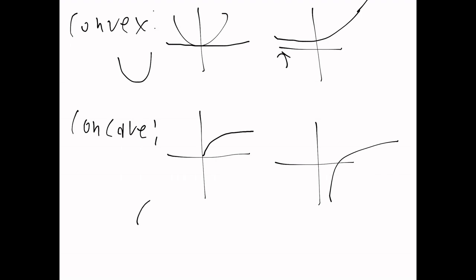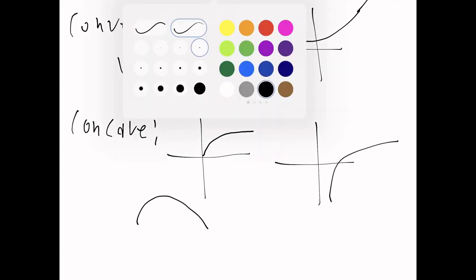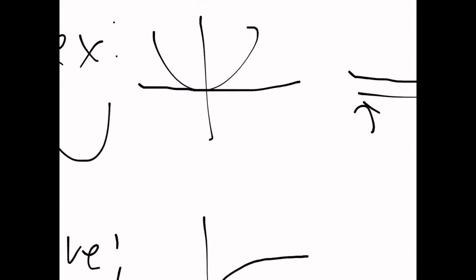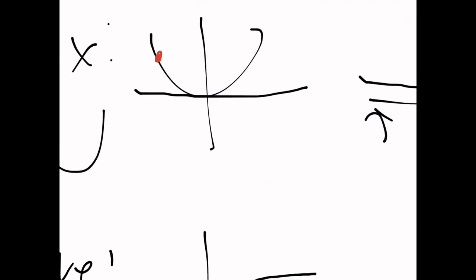Concave functions are the opposite. They open downward like this. Now, the official definition for opening up, quote unquote, is that if you pick any 2 points on a convex function, so we'll pick this point and this point, and draw the secant line between them, we'll notice that the secant line is always above the function itself.